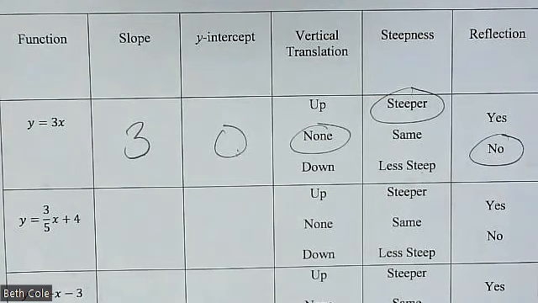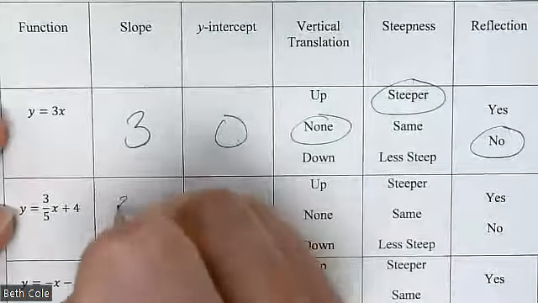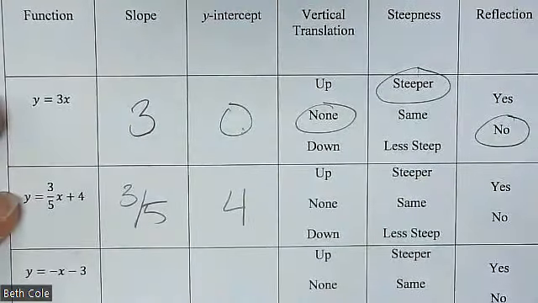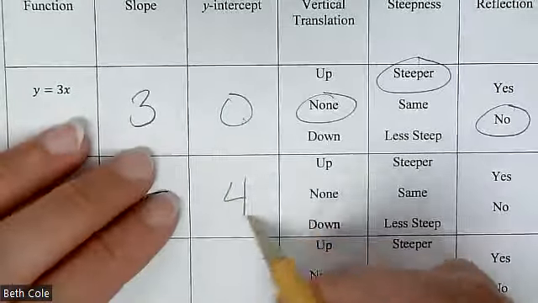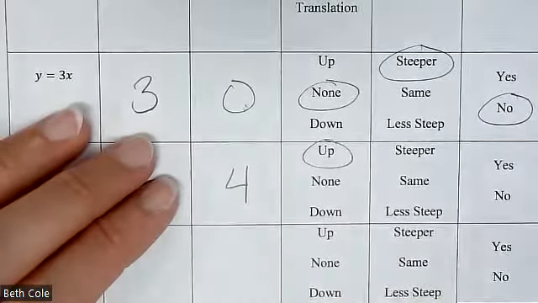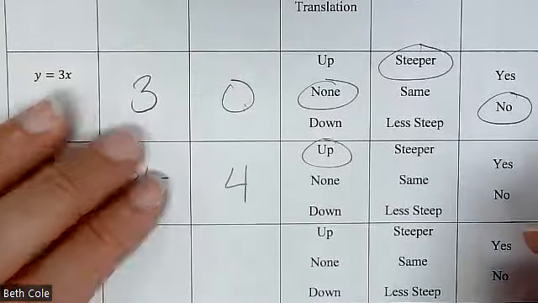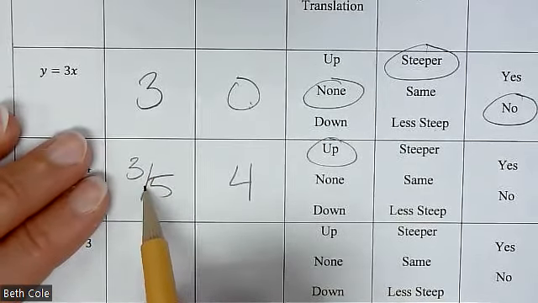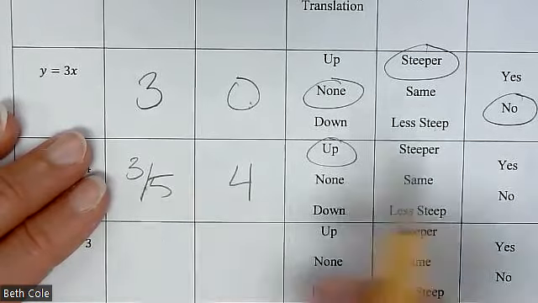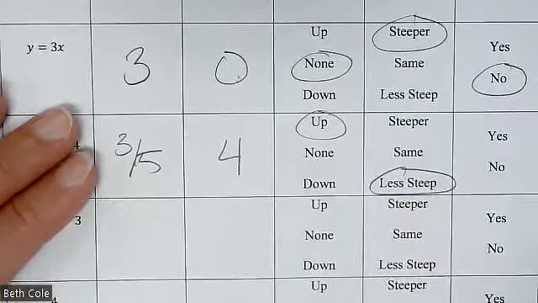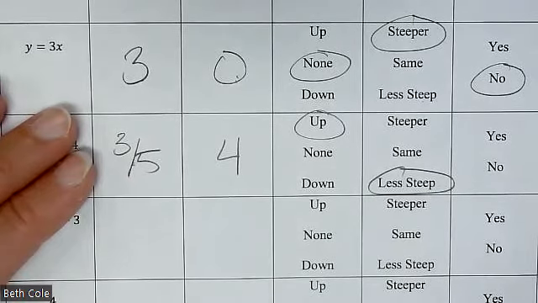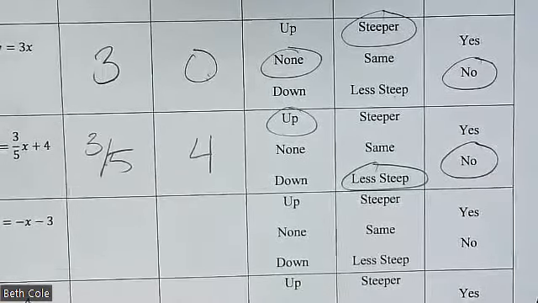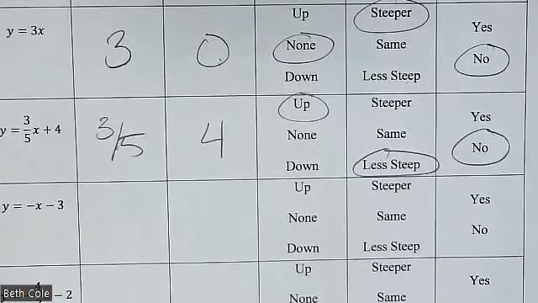All right. So look at the next one. What's the slope? 3/5. Very good. And the y-intercept is 4. So if your y-intercept is 4, it went up. Plus 4, went up 4. Now hold on. 3/5. That's a little tricky because it's a fraction. Is that more than 1 or less than 1? Less than 1. It's less than 1, so it is less steep. And did we have a negative for a reflection? No. The x would have to be negative.